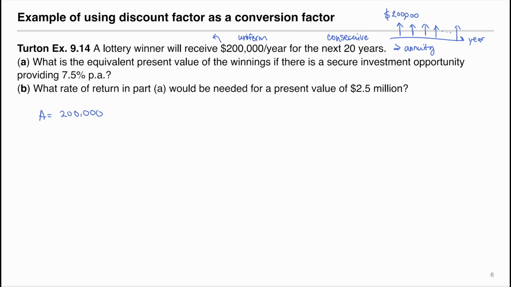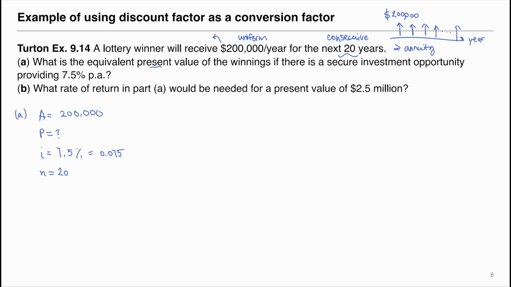And what is the equivalent present value? So we want P, the present value of the winnings, if there is a secure investment opportunity providing I equals 7.5% per annum, which is equal to 0.075. And we have the consecutive years of 20 years, n equals 20.